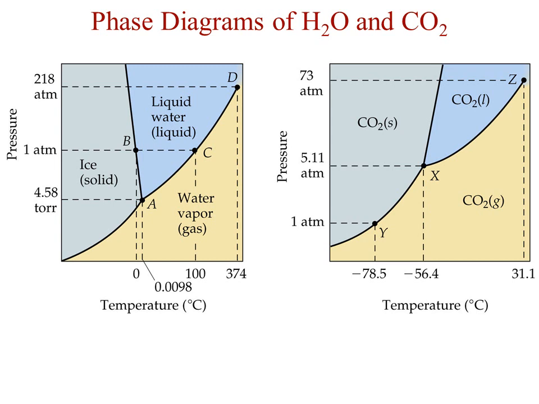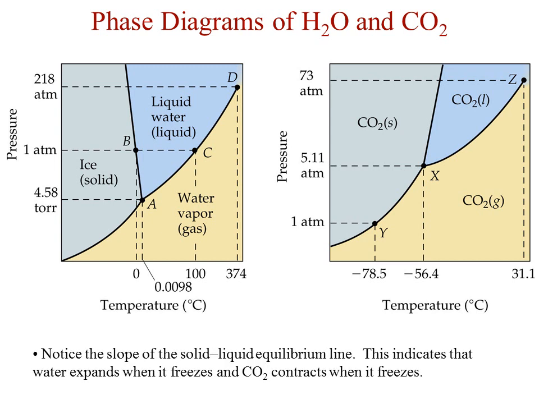Now, this is a side-by-side comparison of the phase diagrams of water and carbon dioxide. On the left, you see water's phase diagram's Y shape, and then on the right, you see carbon dioxide's Y shape. Now, the slope of the solid-liquid line tells you if it's going to expand or contract when you freeze it. If the line has a negative slope, like water's phase diagram shows, it's going to expand when it freezes, and carbon dioxide has a positive slope. It's leaning forward, and that means it's going to contract when it freezes.